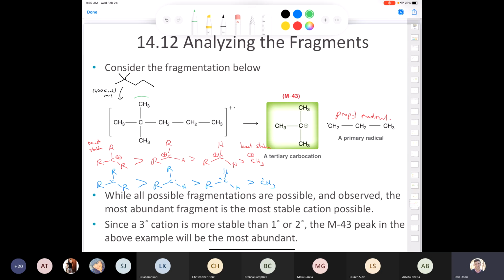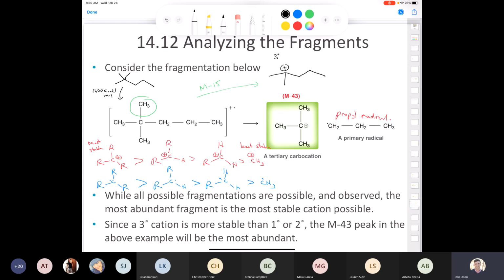Okay, did anybody notice or anybody question, like, hey, Mr. Dion, why wouldn't you lose that methyl that you have circled in green? Because then you'd still end up with, if you were to lose that methyl, right? If you had M minus 15 for that methyl, you'd end up with what? You'd have this, 1, 2, 3. You'd have this carbocation, which is a tertiary carbocation.